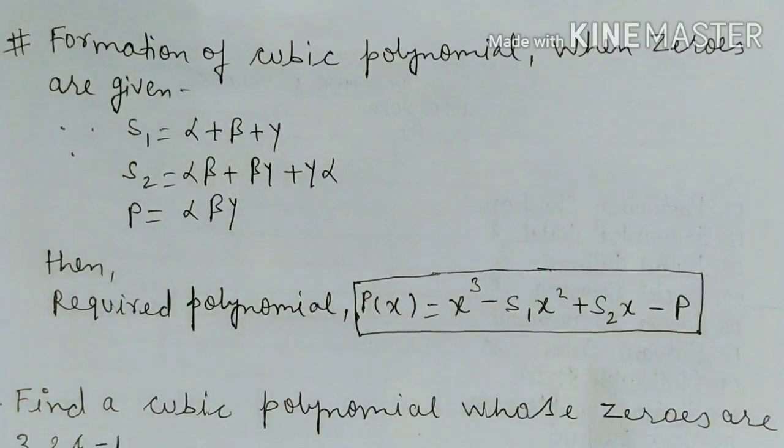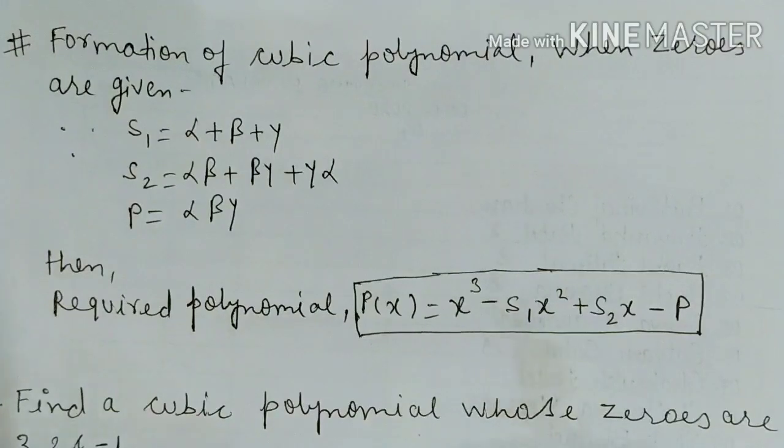Now, if the values of alpha, beta, gamma are given and you have to form a cubic polynomial, what do you have to do? Or I can say, if S1, S2 and P are given and you have to form the cubic polynomial, then how will you find or form the cubic polynomial? So here you have to use the formula.